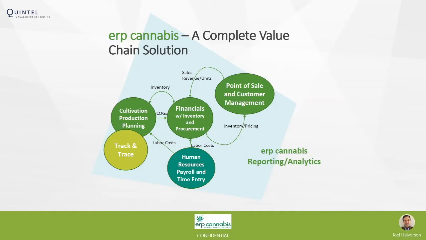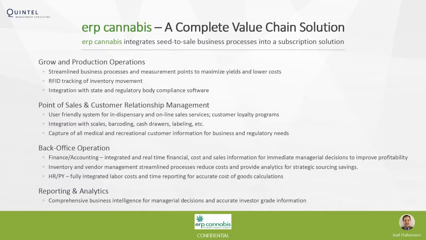And if we can go to the next slide, we have the areas focused into the grow and production operations, which we'll talk about today. So streamlining the business process and being able to maximize yields and lower costs by understanding the cost structure associated with it. The point of sale and the customer management.